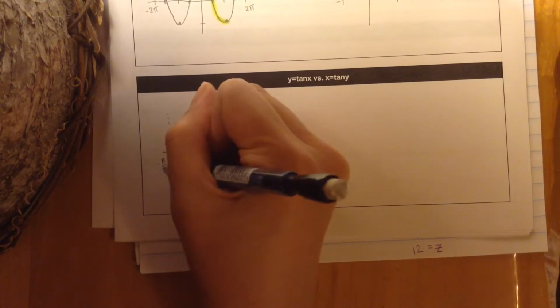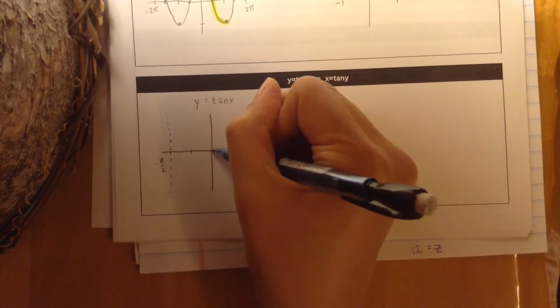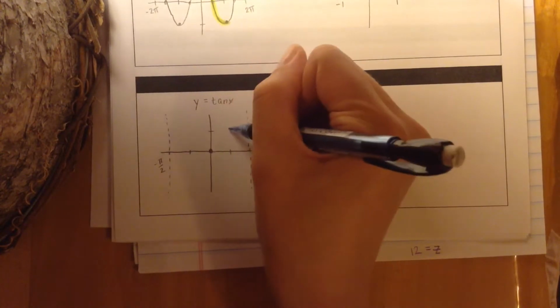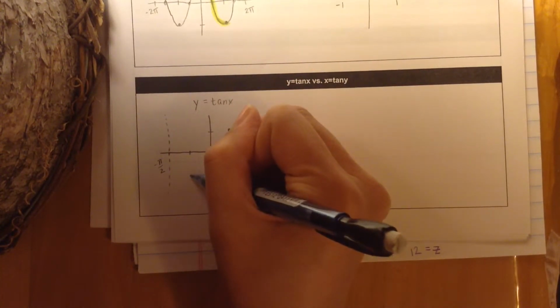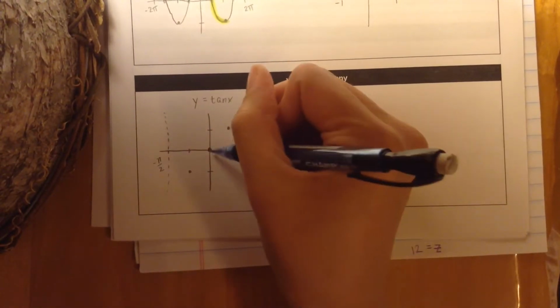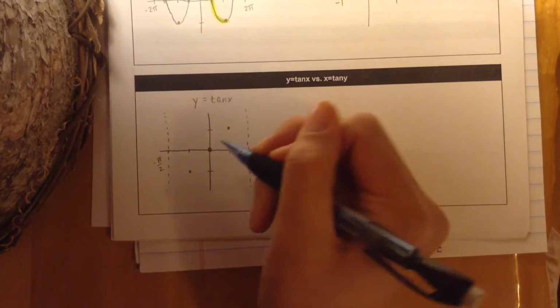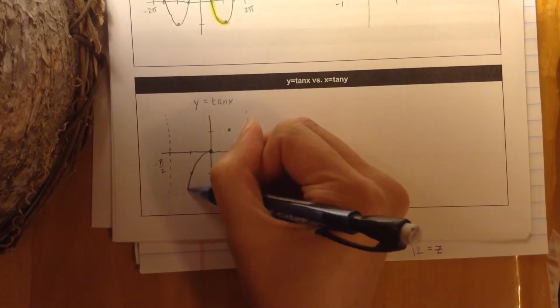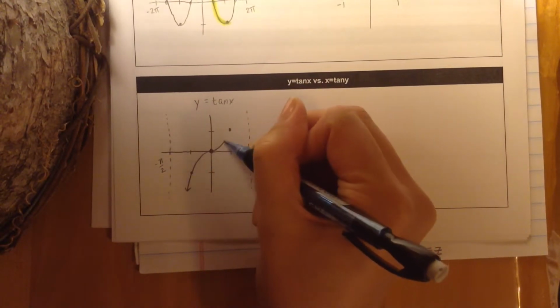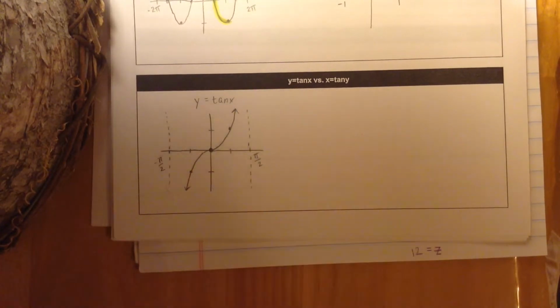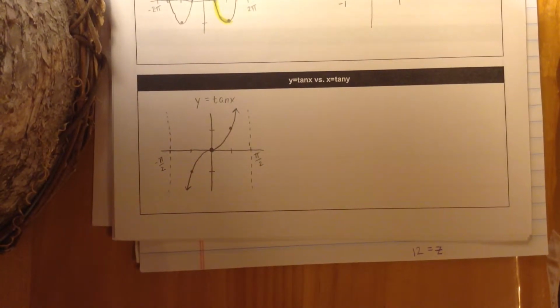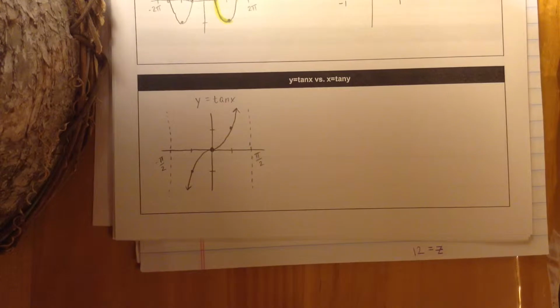Alright. Tangent at 0 is 0. Tangent at pi over 4 is 1. Tangent at negative pi over 4 is negative 1. And then our traditional tangent curve looks like our S curve, following the asymptotes, of course. All right, but what if I wanted to invert it? Let's take a look at how that works out.